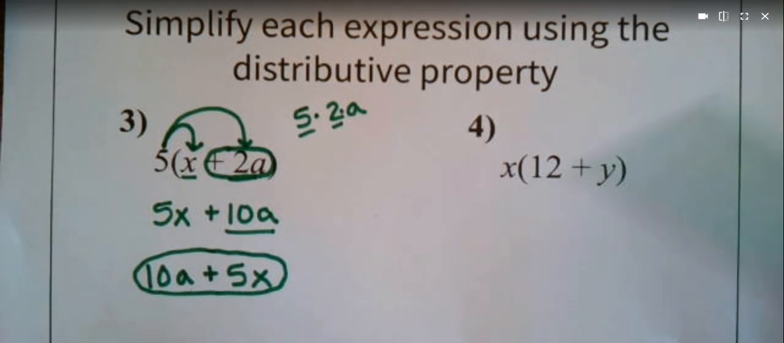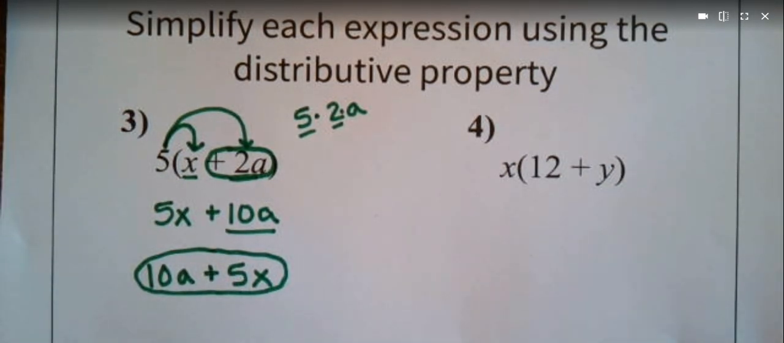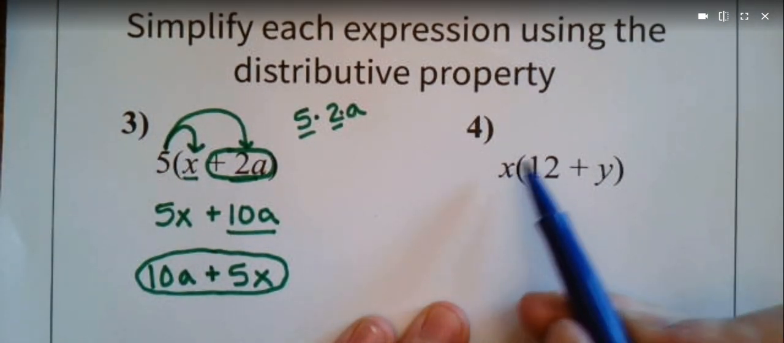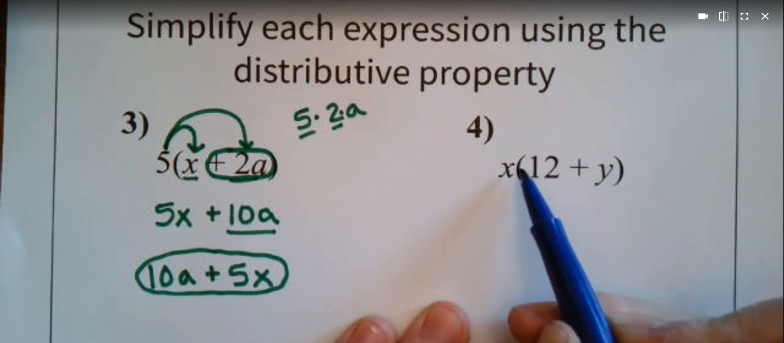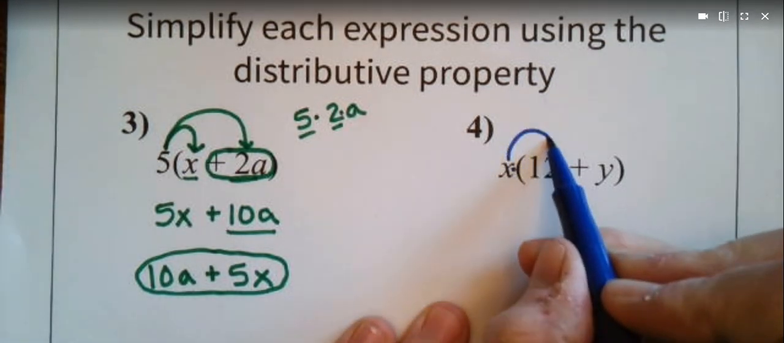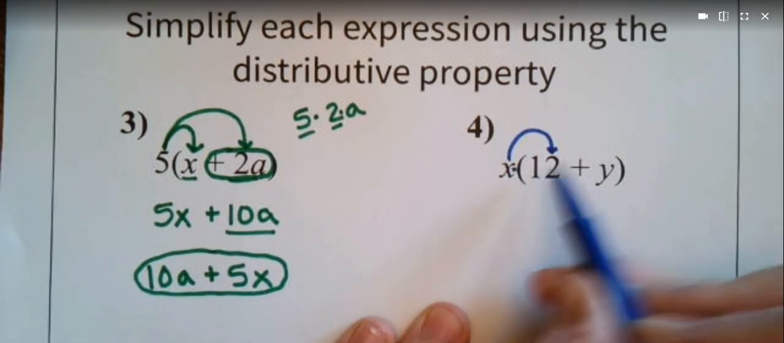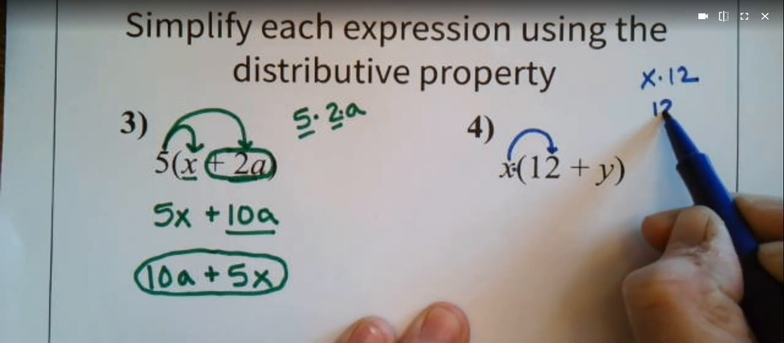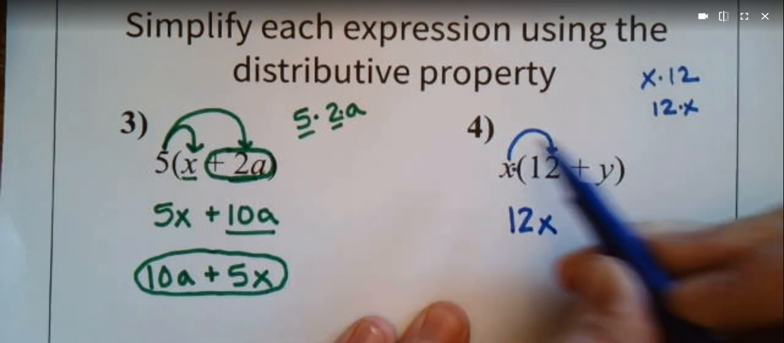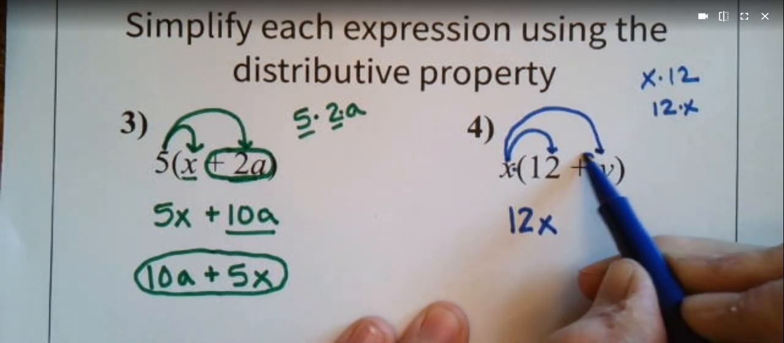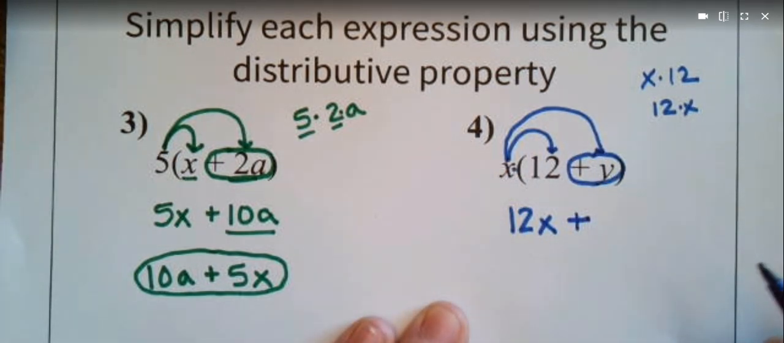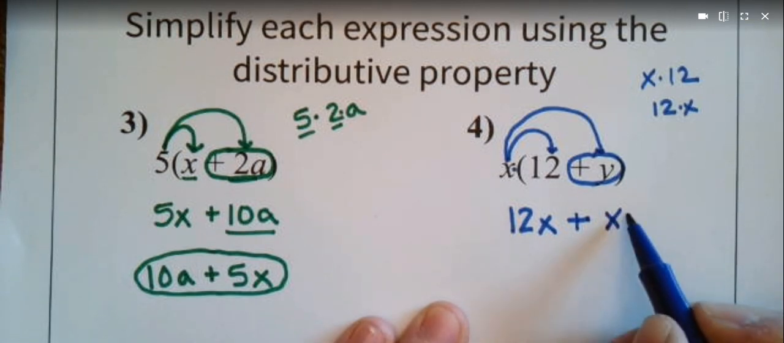Let's try number 4. Here we're taking x times the quantity 12 plus y. All right, we're taking x and we want to multiply it by everything inside the parentheses because remember, this is multiplication when it's sitting next to the parenthesis. So I want to first take x and multiply it by 12. X times 12 is just 12x. I reverse them around and put the number in front, 12x. Now I'm going to take x and also multiply it by positive y. X times positive y. Well, that's going to give me a positive result. X times y, I can just write as xy.